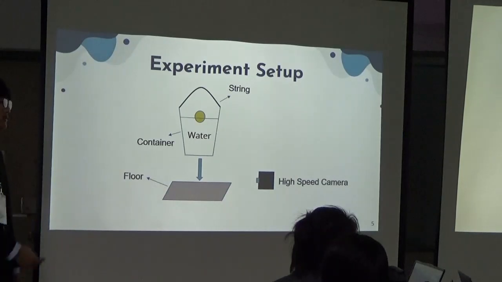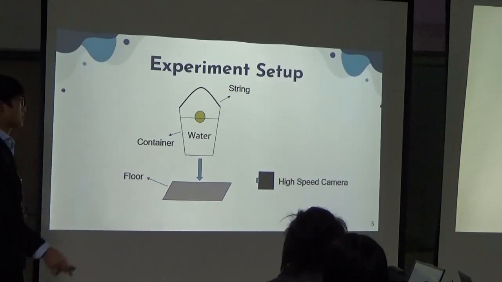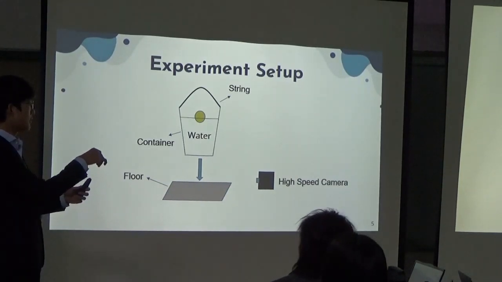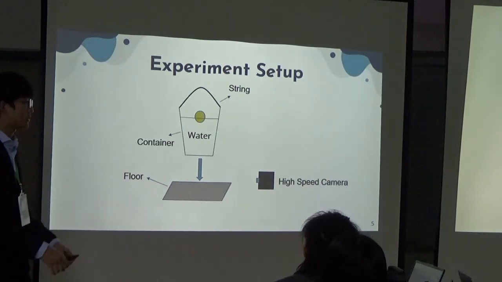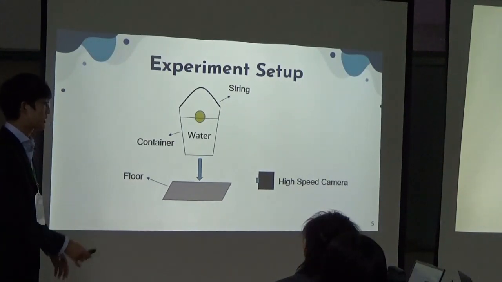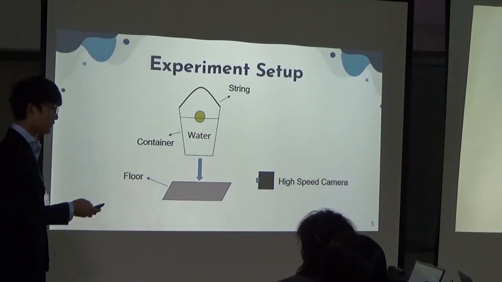And this is our experiment setup. We use a string to make sure that the container is straight when it falls down. Then we cut the string, and we use a high-speed camera to analyze the motion.